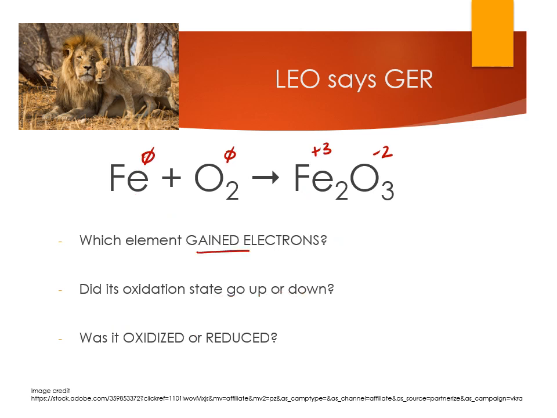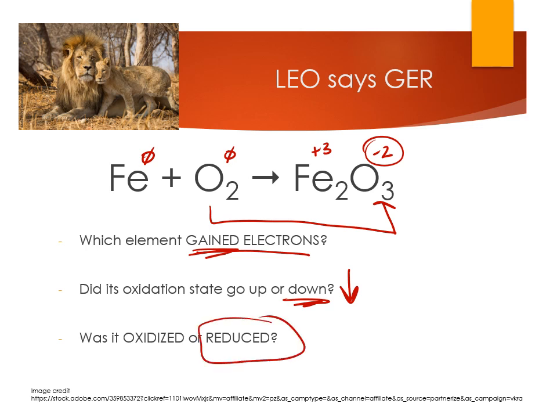Which gained electrons? Not iron, oxygen. Oxygen gained electrons. And this is where things feel a little bit weird. It got more stuff and its oxidation state went down. Oxygen gained more electrons. It has more negative stuff. Its oxidation state went down. It got more negative. It was reduced.